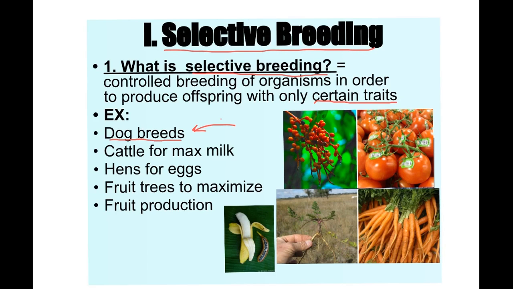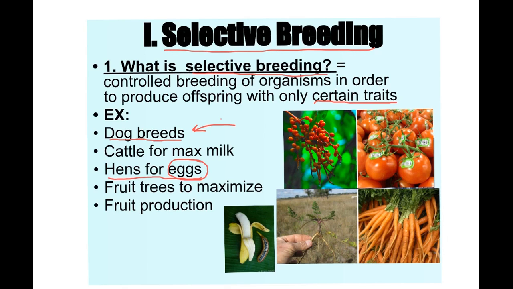Chickens are also selectively bred in order to get hens that produce a lot of eggs. If you're selling eggs at a supermarket, you want your hens, the female chickens, to produce as many eggs as possible. Well, chickens have been selectively bred over hundreds of years, so now the hens produce far more eggs than they used to produce in the wild.